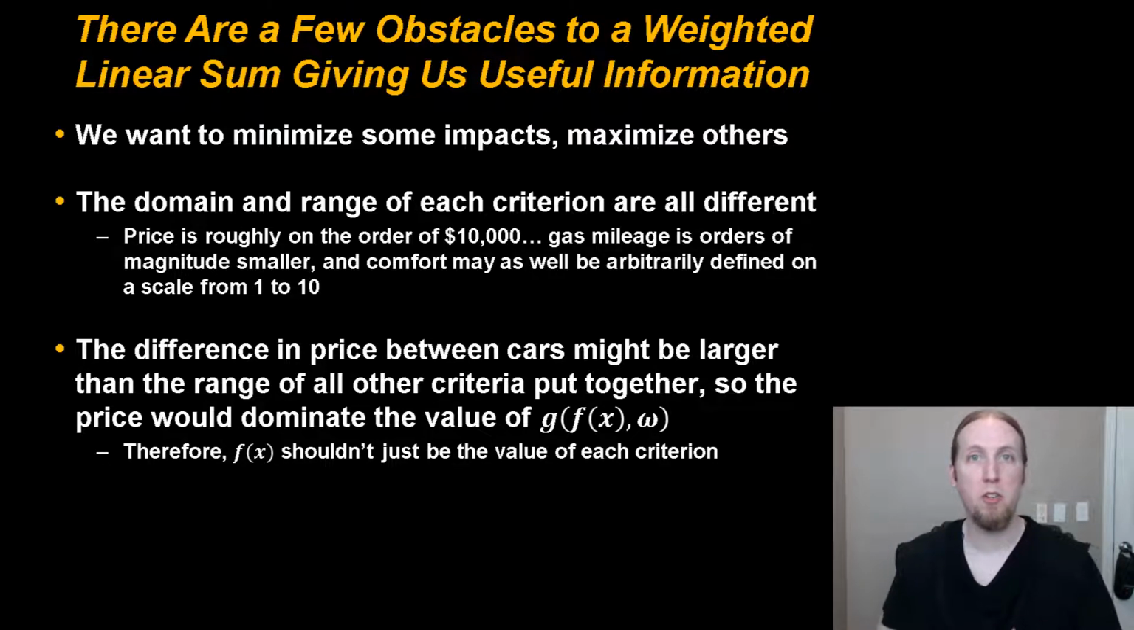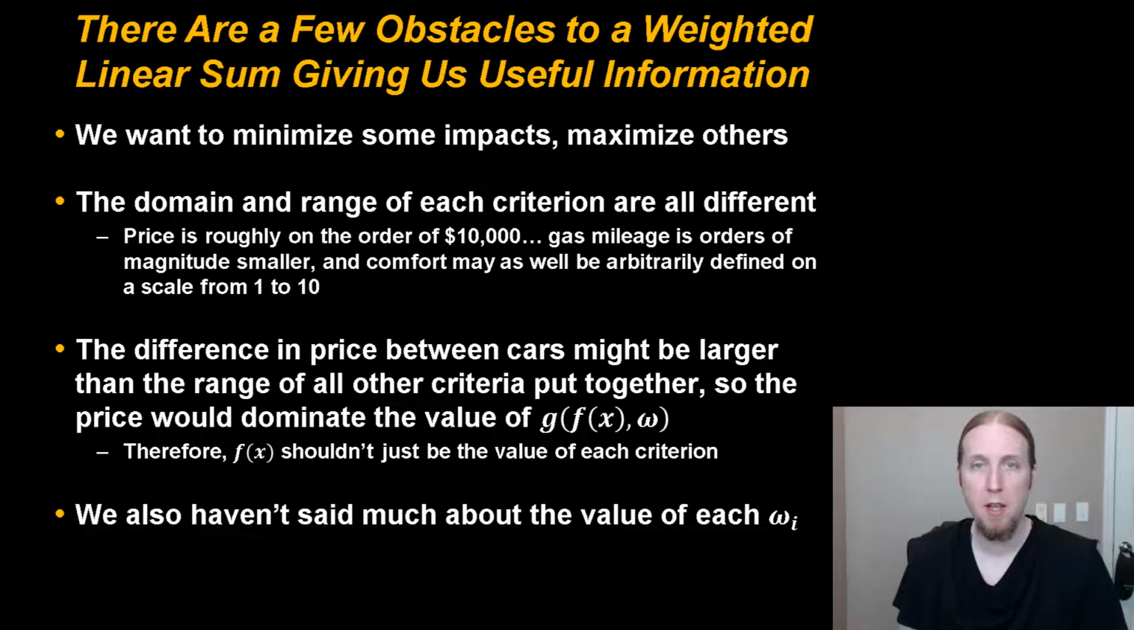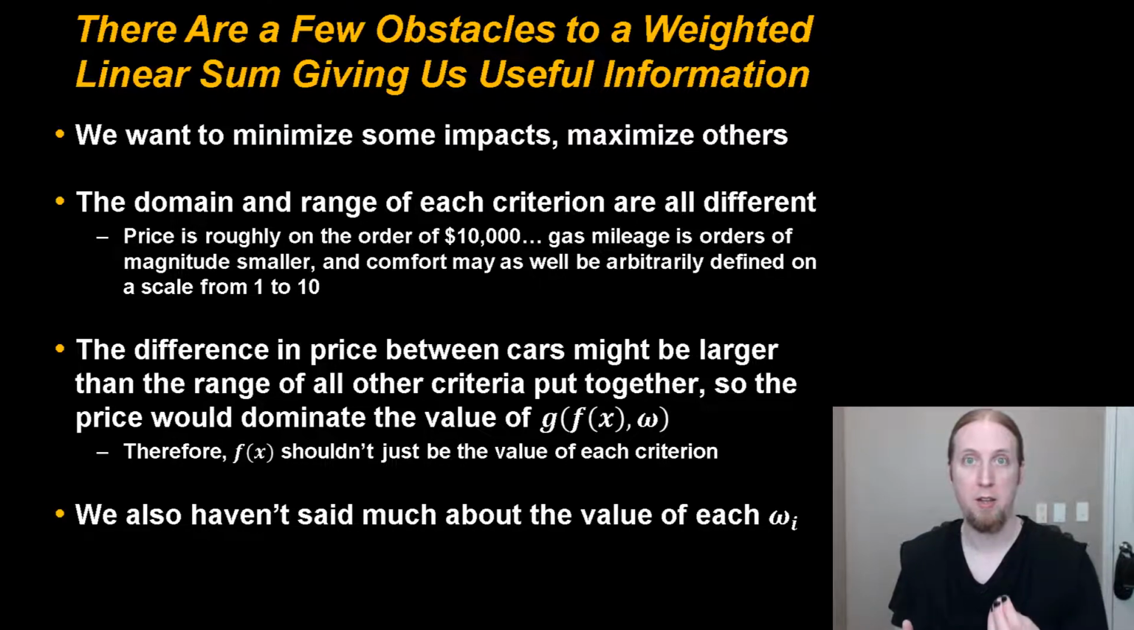Because for certain metrics, the domain and range might be on very different orders of magnitude, we need a way to account for that as well, so that the value of whichever metric has the largest order of magnitude doesn't just completely dominate the value of this weighted linear sum. So we might need to normalize or rescale the value of our outcome metrics such that our performance functions f are not just the value associated with each of those criterion. It needs to be a rescaled value. We also haven't said much about how to assign the weights, omega, to each of our criterion.